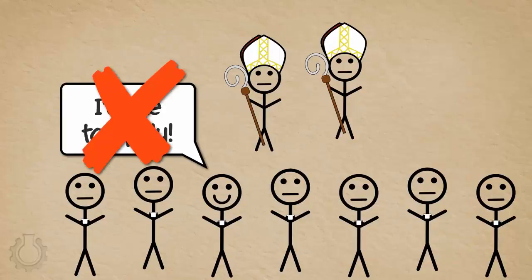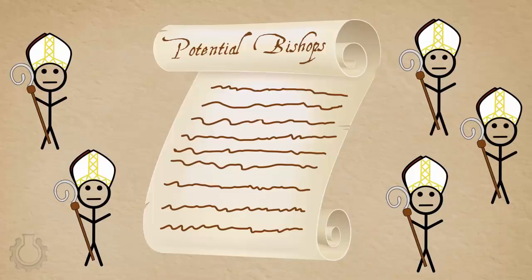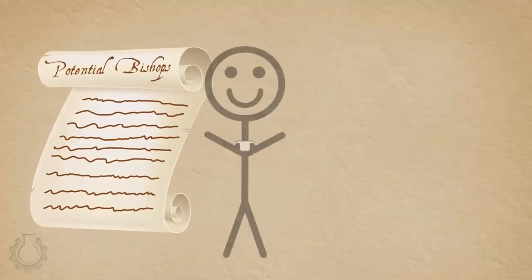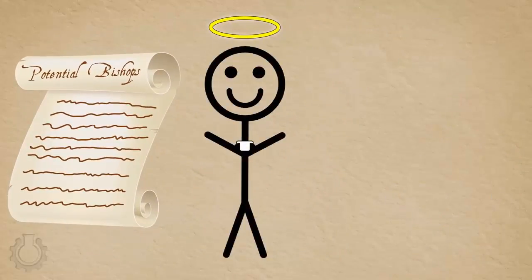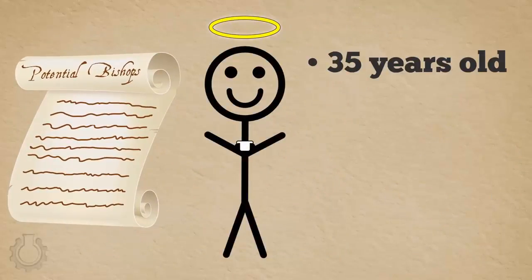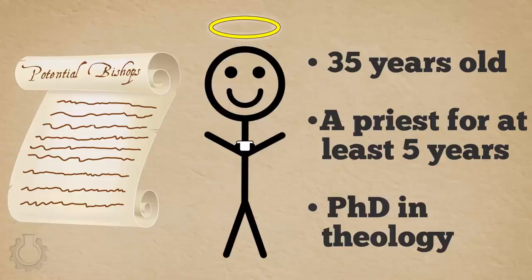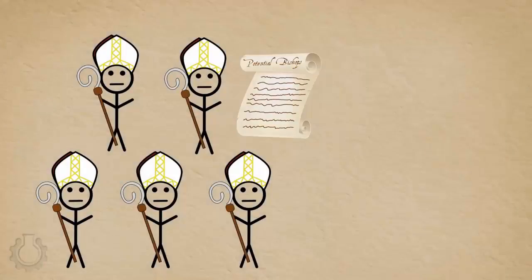But you can't just apply, because there's already a secret list of potential bishops that's updated every 3 years based on who the current bishops in your area think would make a good replacement for one of their own. To be on that list, in addition to the obvious requirement of being a pious person, you should also be at least 35 years old, have been a priest for at least 5 years, and have a doctorate in theology or equivalent. Assuming you're all these things, your name may or may not be on the secret list.